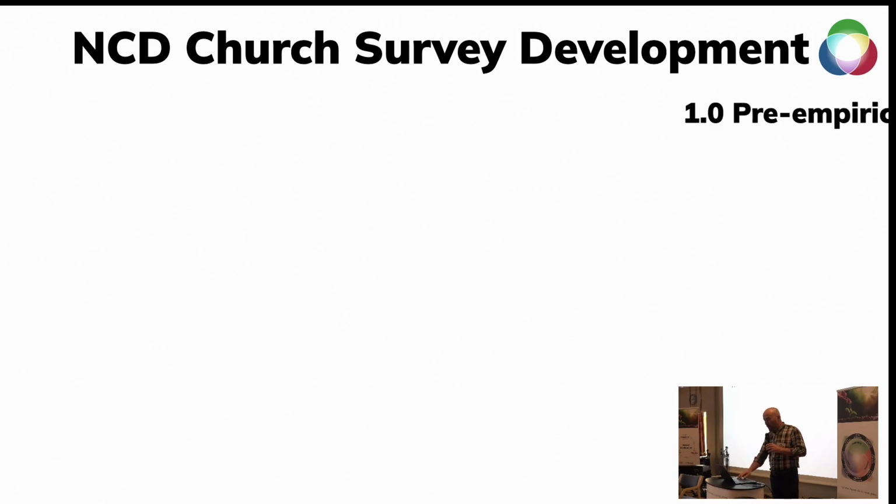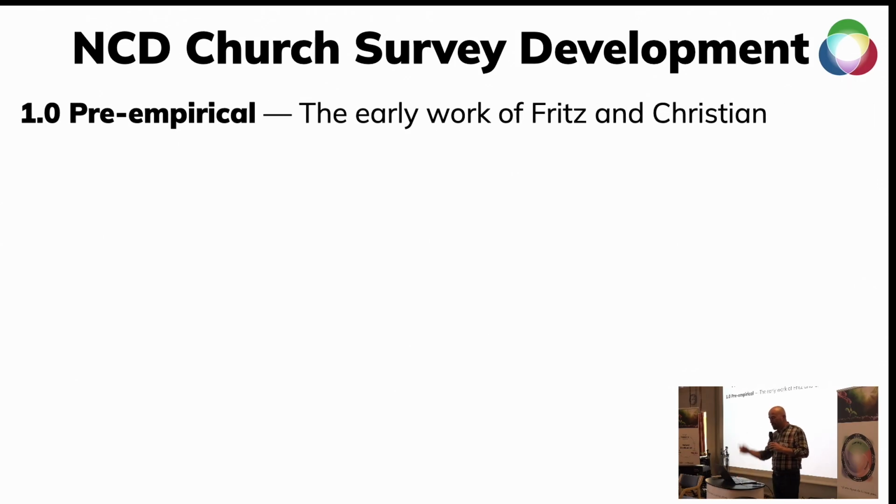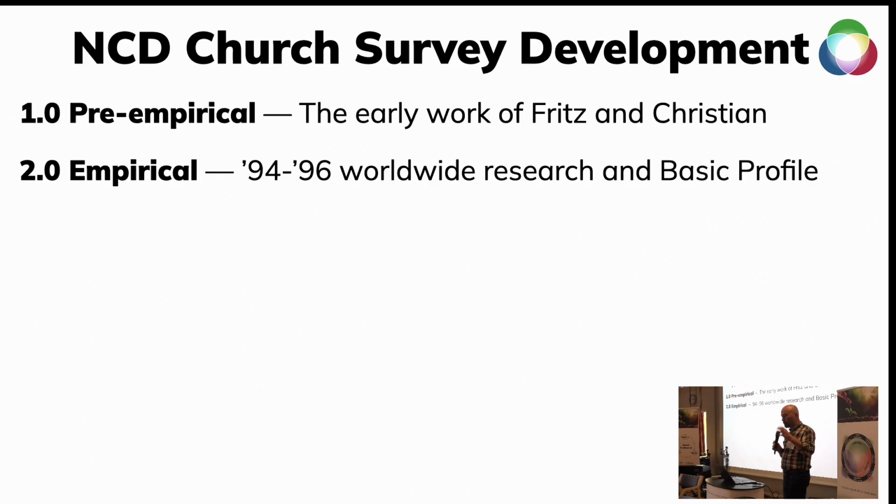And just by way of history, I put at the beginning NCD Church Survey 7.0. There seemed to be sort of 7 stages of the development of the survey. So you had this pre-empirical stage, which we kind of talked about here, the early work of Fritz and Christian on the survey. And that was then followed by the more famous 94-96 worldwide research project.